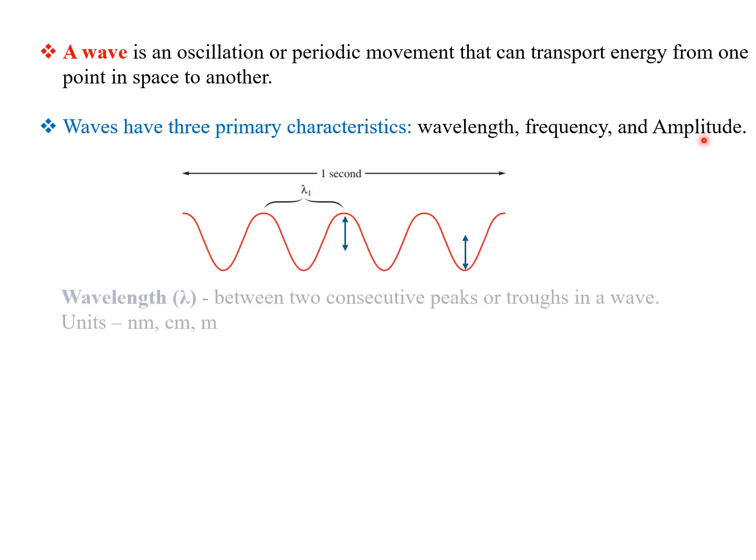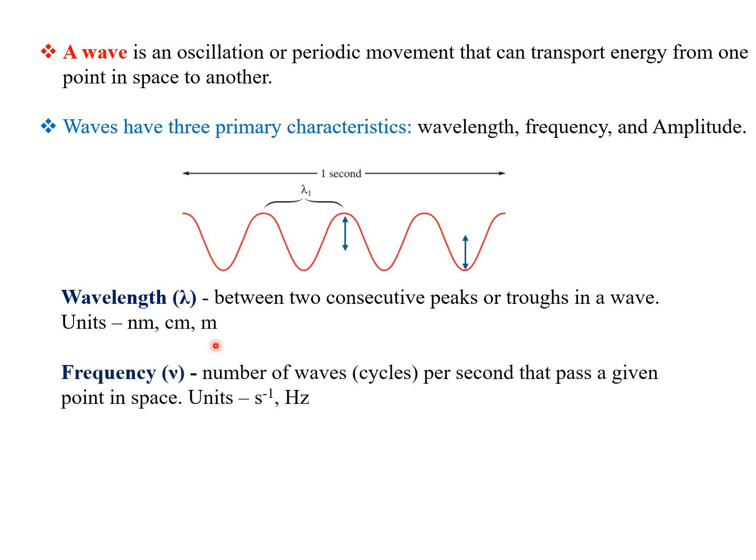So what is a wavelength? The wavelength symbol is the Greek letter lambda. It is the distance between two consecutive peaks or troughs in a wave. For this given wave, you can see two peaks. If you consider the first peak and the second peak, the distance between two adjacent peaks or the distance between two troughs, we call the wavelength lambda. So it is a distance. So we can use distance measuring units as the unit of wavelength, like nanometer, centimeter, meter.